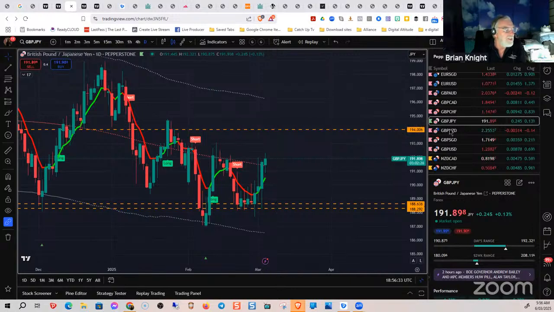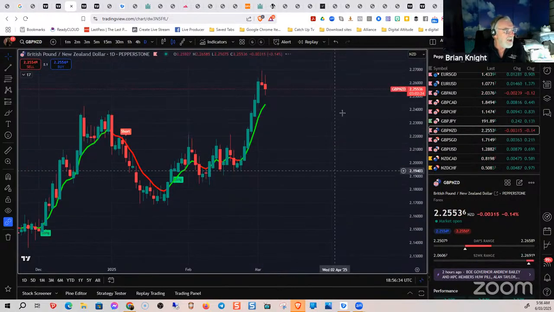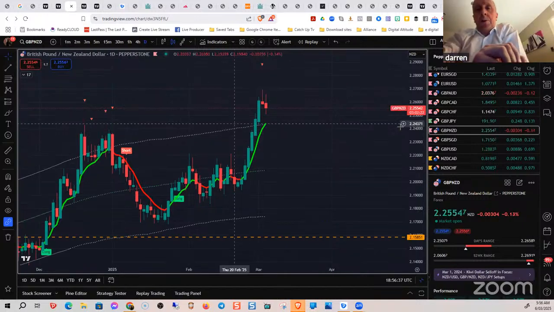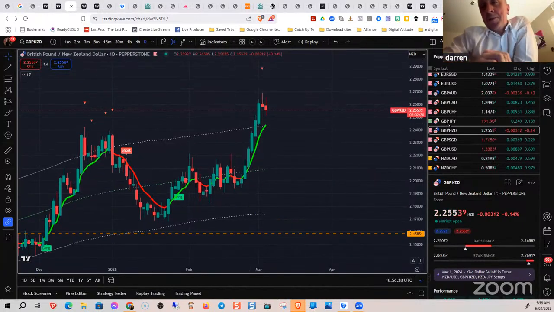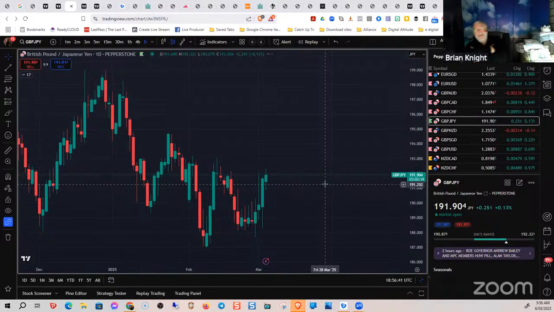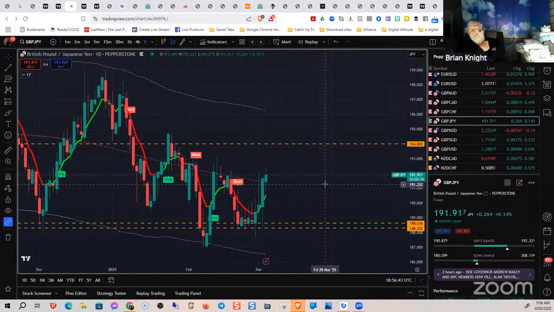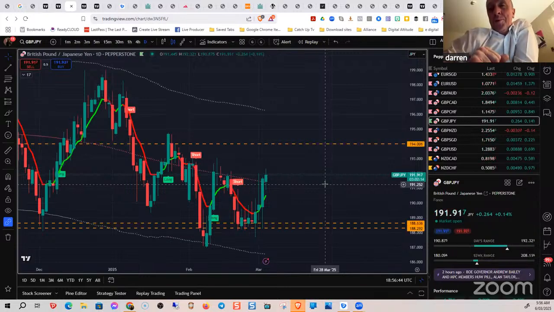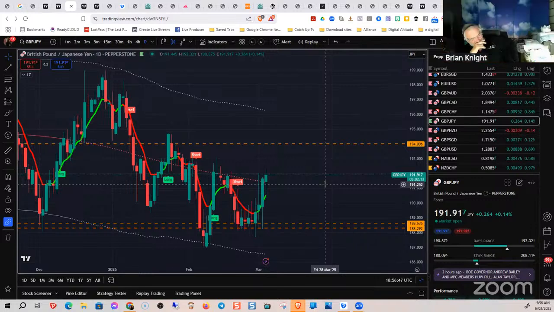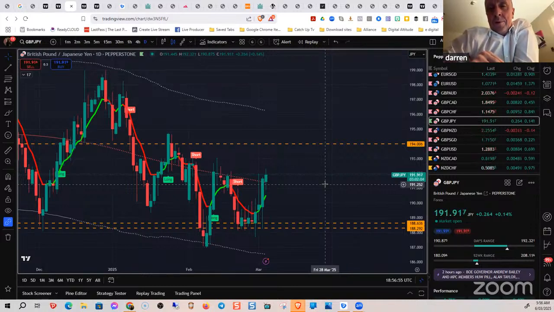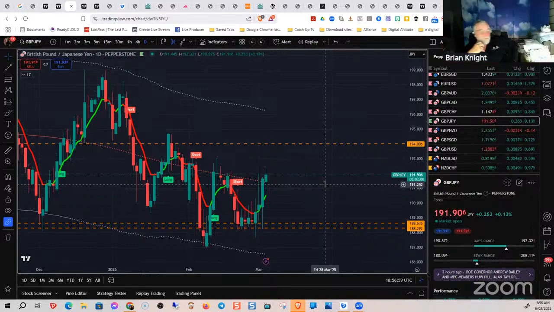GBP NZD, now it's getting ready. That GJ is like a phoenix rising from the ashes, isn't it? Fingers crossed. It looked absolutely doomed at one point. It was on the way down, and then we got a short, and you thought, oh, this is absolutely doomed. Then it turned straight green and pushed back up.